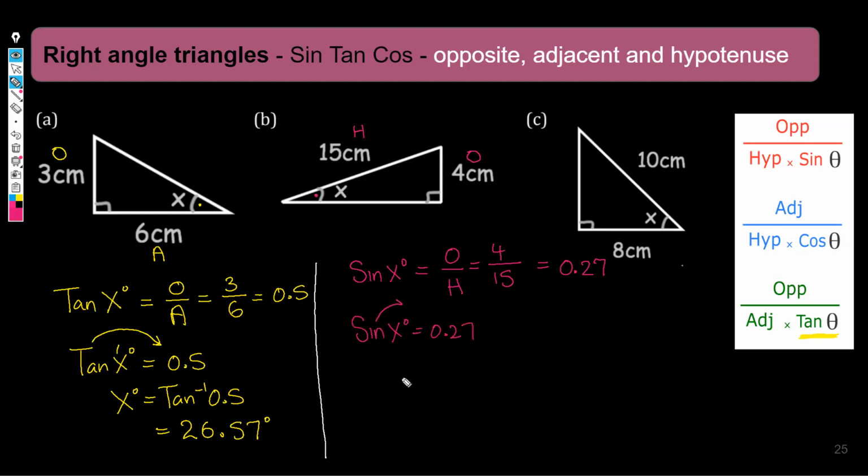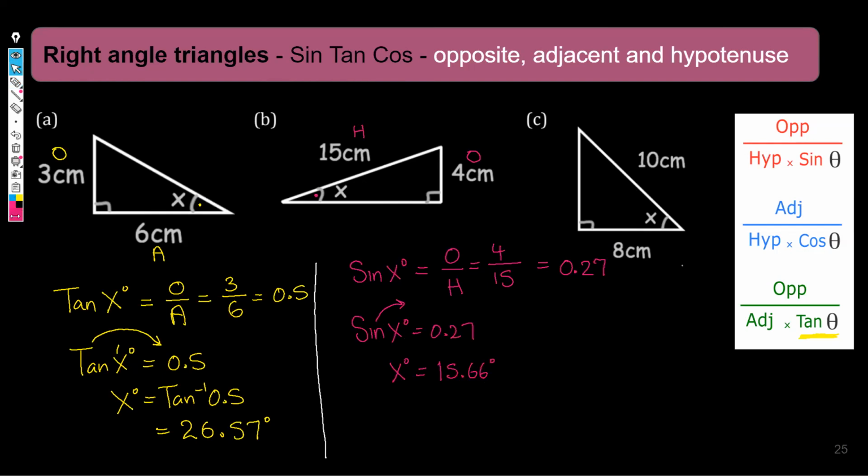Throw across the sine, you're going to get sine inverse. Now remember, I'm using the 0.27. If you use the 0.26666, with all of those decimal places, you're going to get a slightly different answer to me. But I am getting 15.66 degrees, which a lot of people did send.